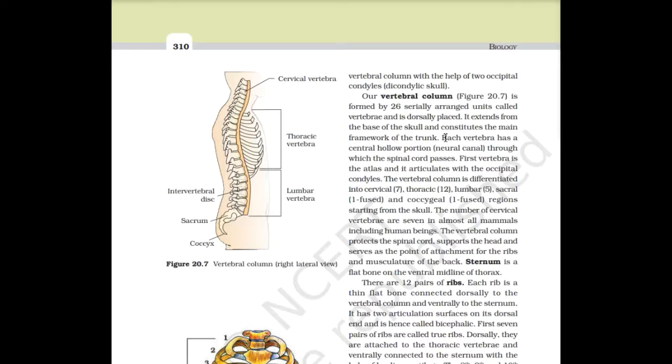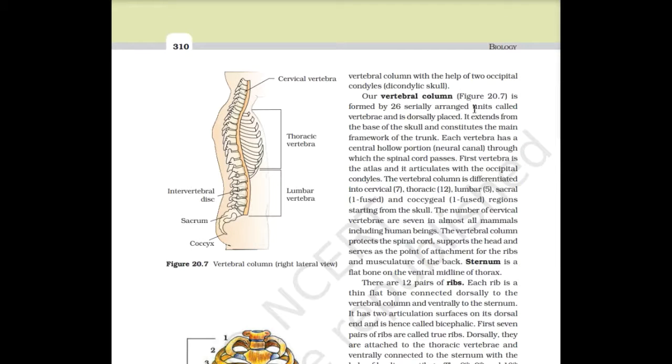Let us see our vertebral column. Figure 20.7 represents the vertebral column, right lateral view: cervical vertebra, thoracic vertebra, lumbar vertebra, intervertebral disc, sacrum and coccyx.